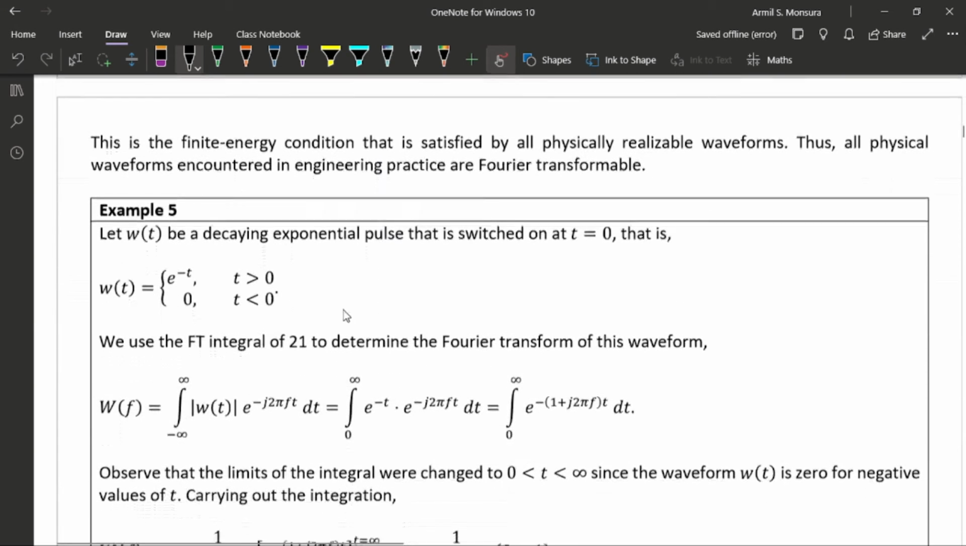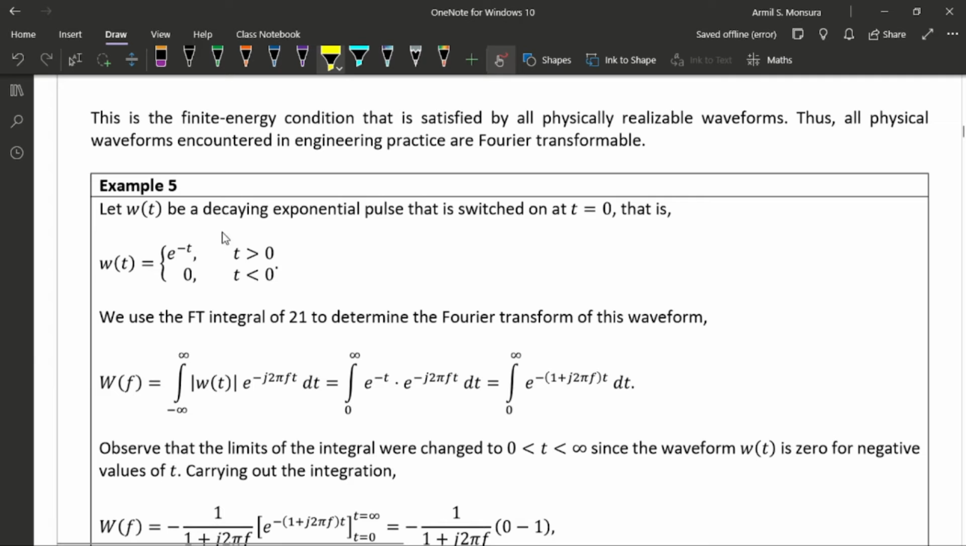So let's set up an example. Let w(t) be a decaying exponential pulse that is switched on at t equals 0. That is, your waveform is e raised to negative t for positive time and 0 for negative time. Using the Fourier integral of equation 21, we will determine the Fourier transform of this waveform. We will use direct evaluation of the Fourier integral to find the Fourier transform of this decaying exponential pulse.